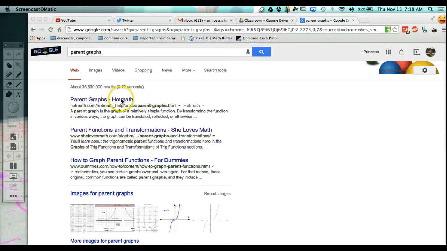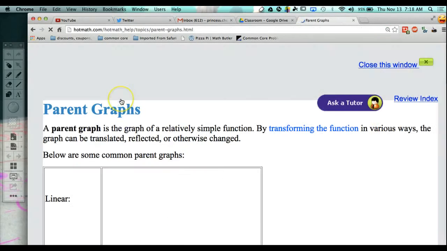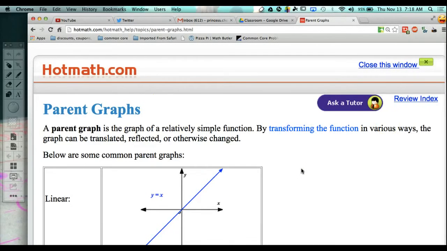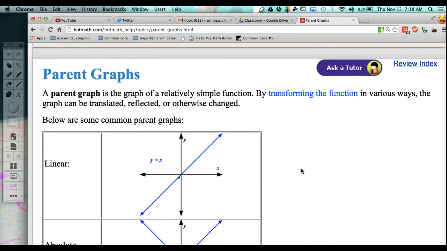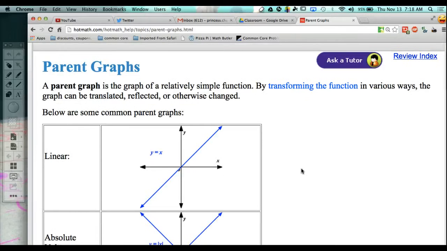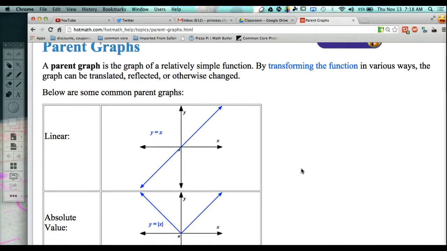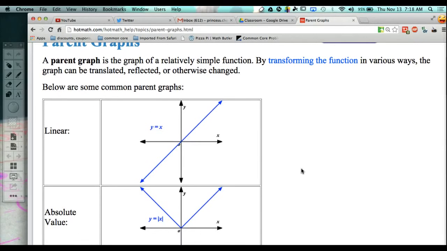Okay, so for those of you who are stressed out about the quiz tomorrow, there you go. You were supposed to go to google.com and type up parent graphs, and if you click on the hot math link, you should be able to see everything. Don't forget that I'm going to quiz you on these, okay?